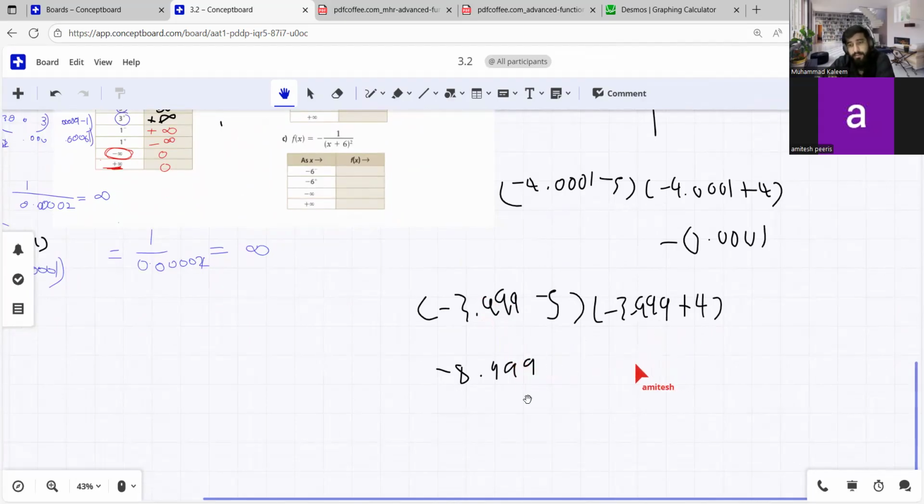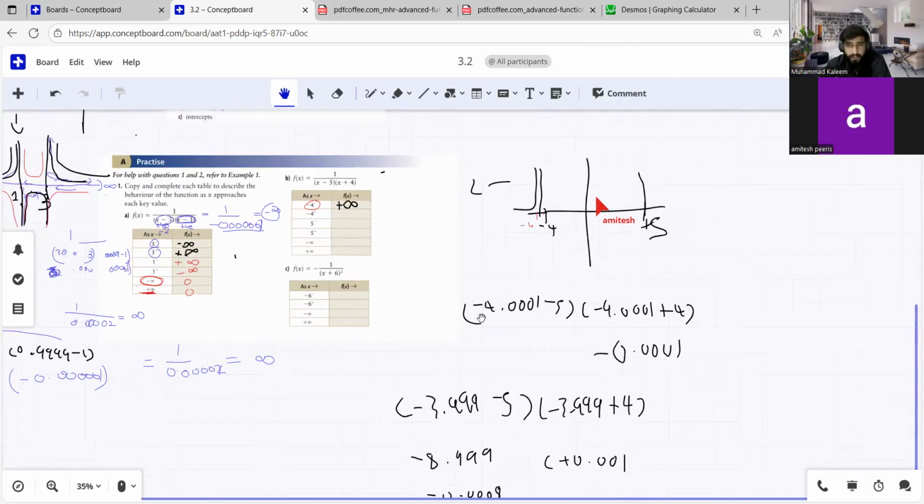And then this is like 0.000001. Yeah, you're right, 0.0001. And then this times this is just negative 0.0008 something. So these values are less than minus, and then it's getting closer to it.